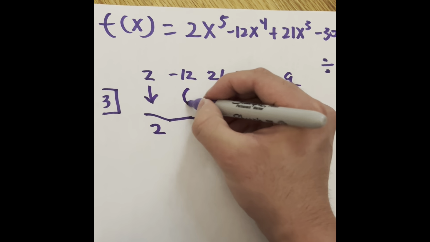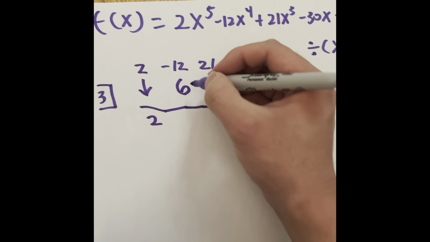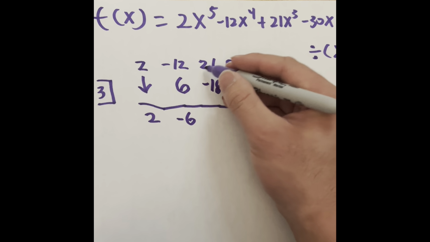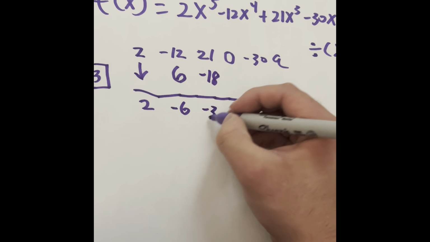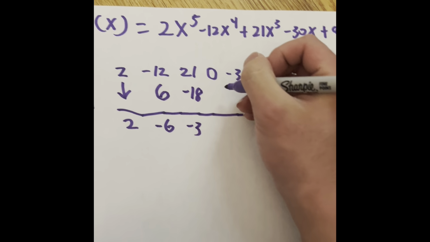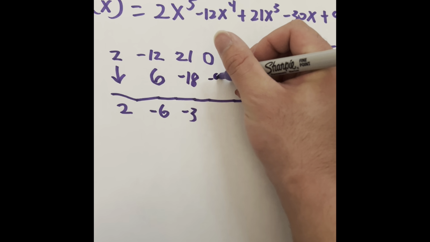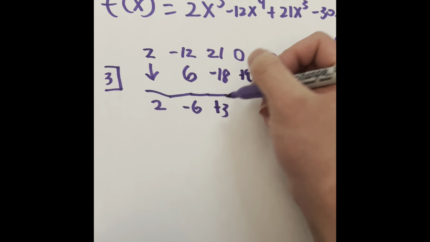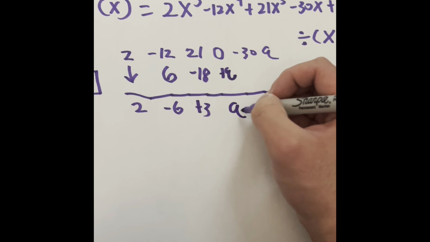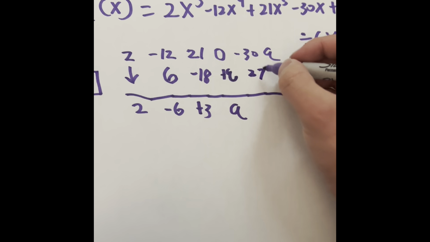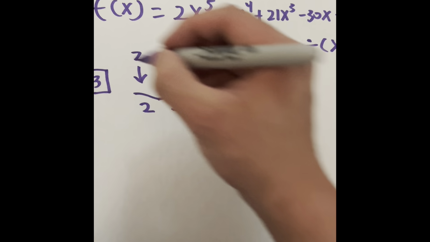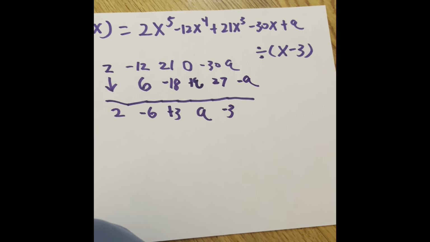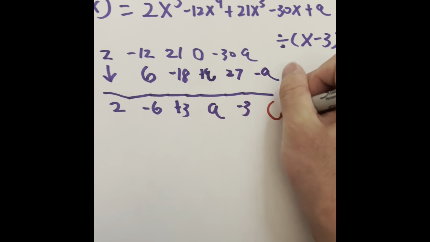2 times 3 is 6. Negative 12 plus 6 is negative 6. Negative 6 times 3, negative 18. 21 plus negative 18, negative 3. Negative 3 times 3 is negative 9. Actually, positive 9 because this has to be positive. So we have 9. 9 times 3 is 27. And we get negative 3. And negative 3 times 3 is negative 9. And 9 minus 9 gives you a remainder of 0.